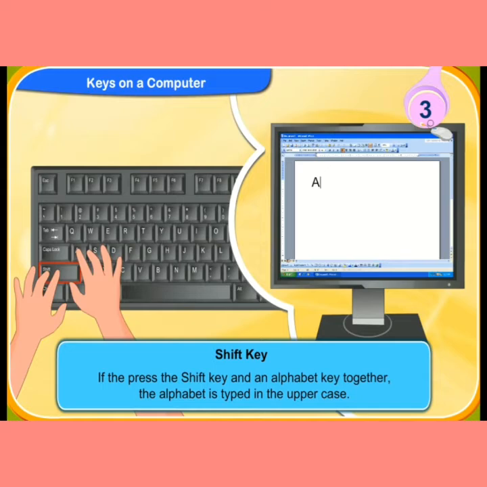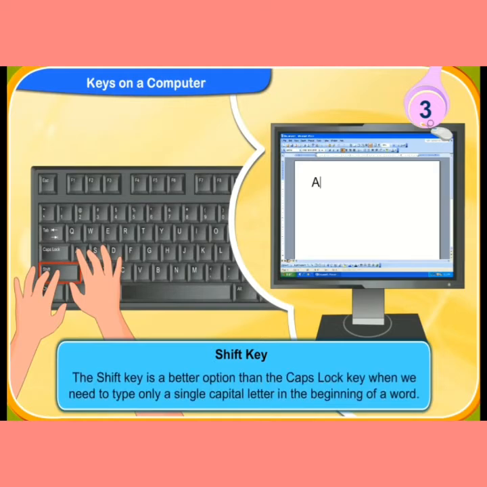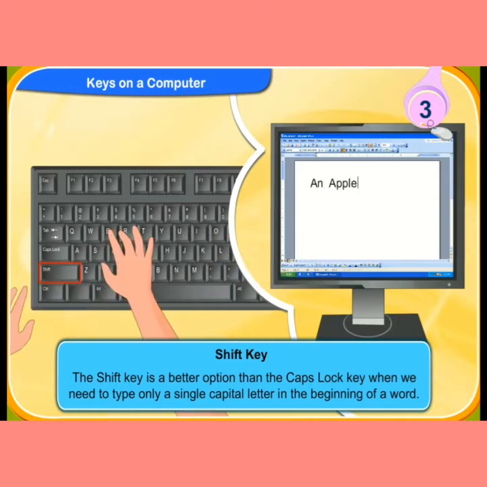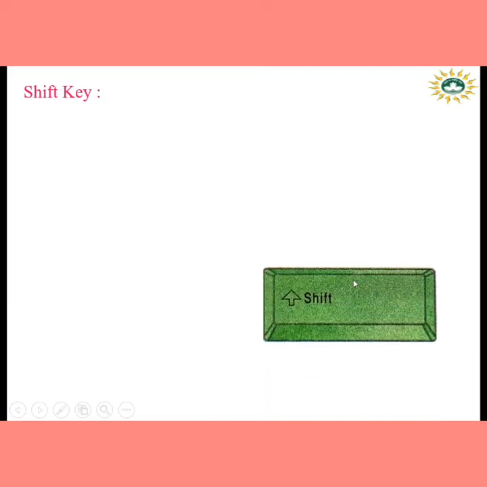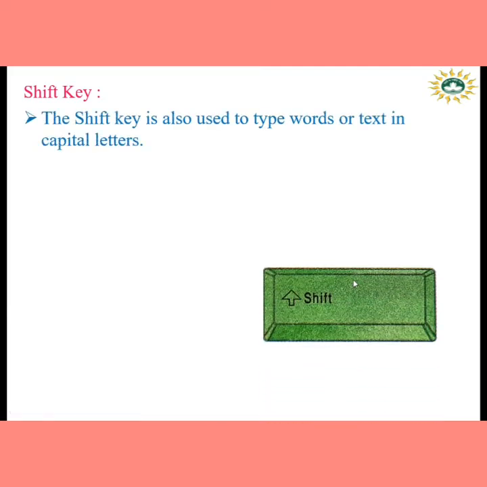If we press the shift key and an alphabet key together, the alphabet is typed in uppercase. I think the shift key is a better option than the caps lock key when we need to type only a single capital letter in the beginning of a word. Absolutely. So students, this is the shift key, and this key is used to type words or any letter in capital. Suppose when we want to type only the beginning letter of a word in capital, then we have to use this shift key.